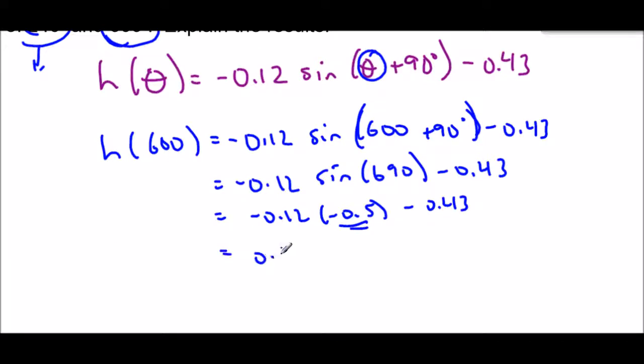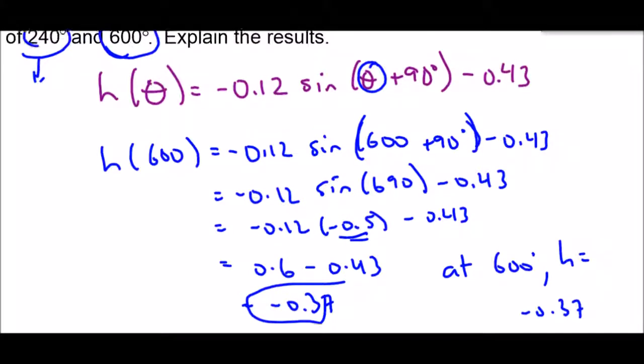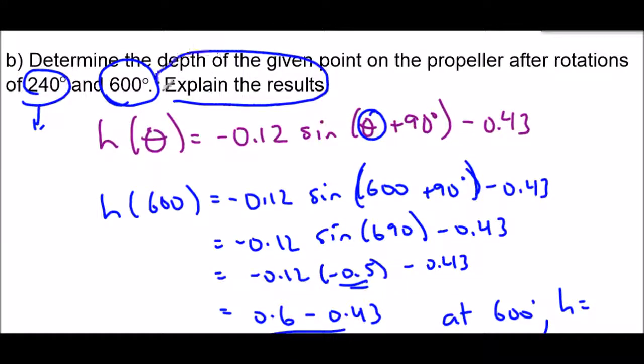So here I get 0.06, and then I get negative 0.37. So we know that at 600 degrees, h equals negative 0.37. So when it says explain the results, I think it's asking us, explain how could we get the same answer for two different angles? Well, here's what we know.